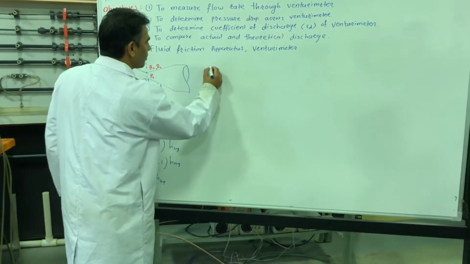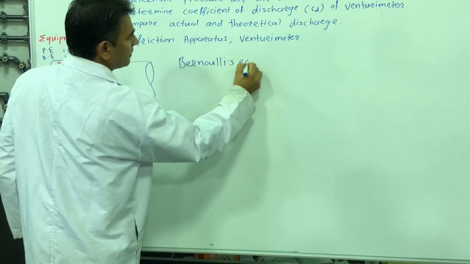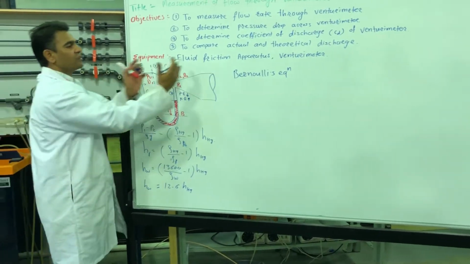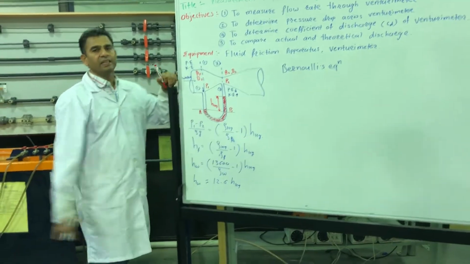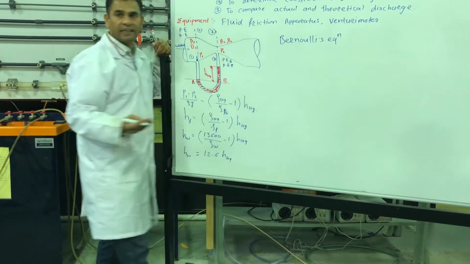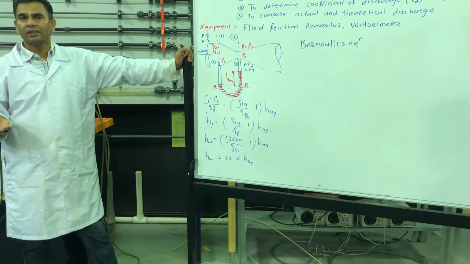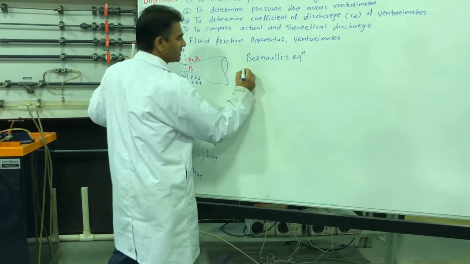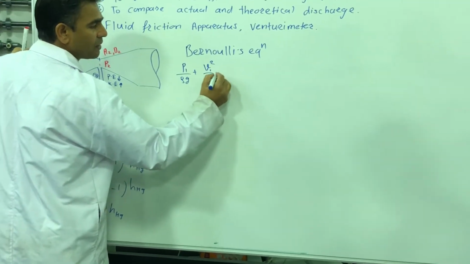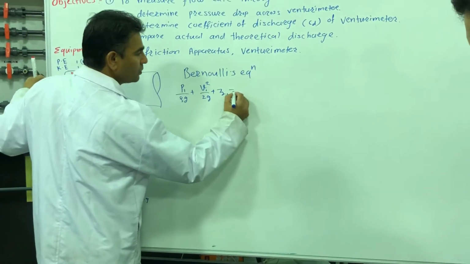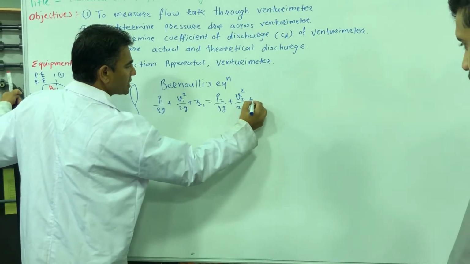Now, if you apply Bernoulli's equation: what is Bernoulli's equation? Energy at inlet is equal to energy at outlet. The outlet may be the throat or the outlet, so you can choose. Which types of energies are there at the inlet? Potential energy, kinetic energy, and pressure energy, plus heat and work. But this is not a heat or work producing device. So energy at inlet equals energy at throat: P1 over rho g plus V1 square over 2g plus Z1 is equal to P2 over rho g plus V2 square over 2g plus Z2.